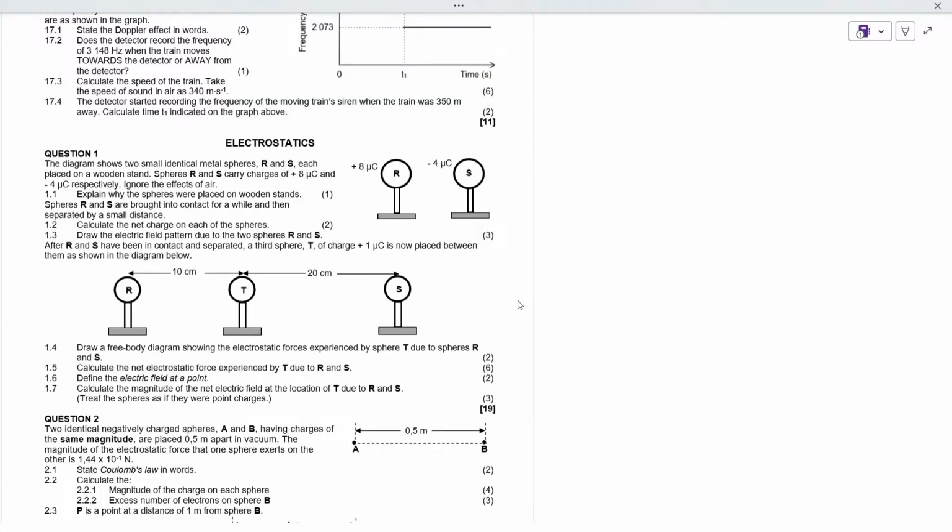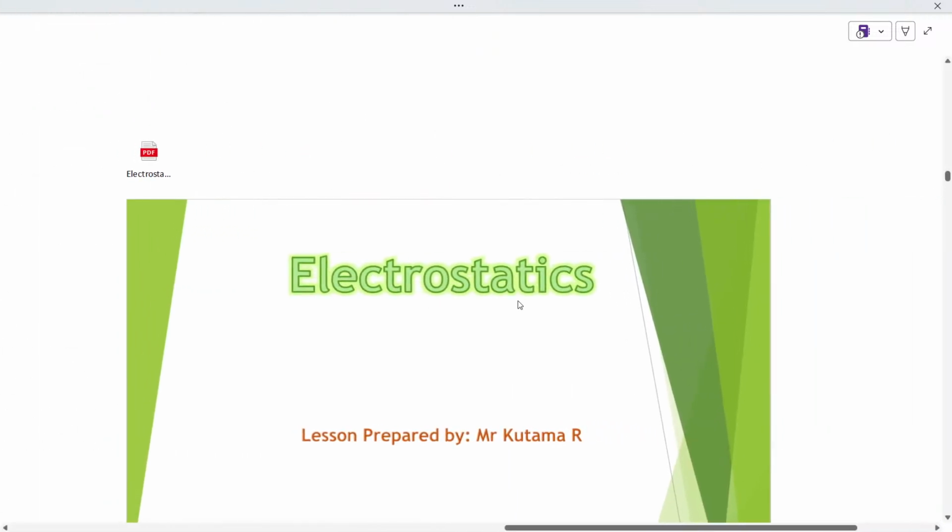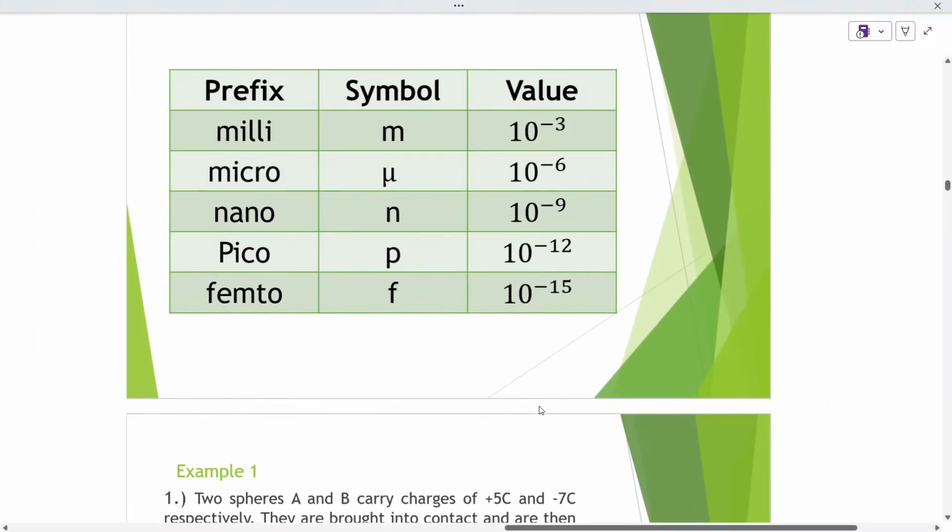Yes, they barely come, but you just have to know it because this examination is full of surprises. They might bring units where you don't know the micro or milli, and it means that you are getting everything wrong.